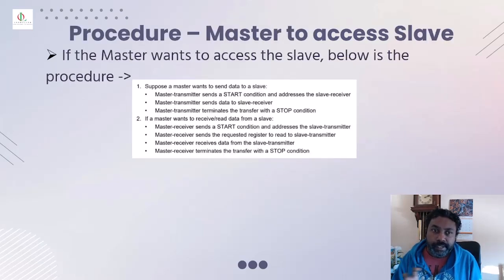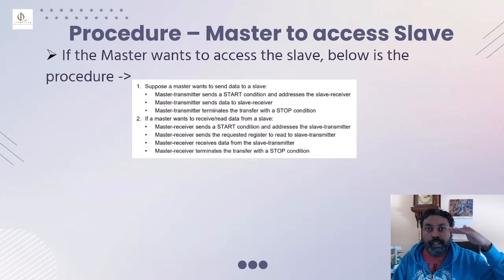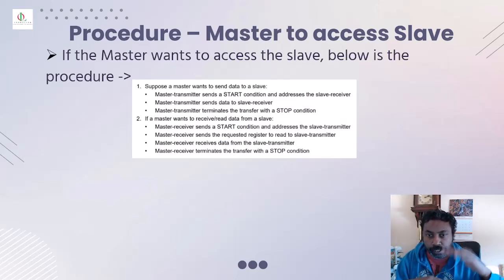Now there is a certain procedure you have to follow when you want to access your slave from the master using I2C. So this is how you do it. Suppose a master wants to send data to a slave. How do you do it? As you know, there are 4 different modes that you learned. We're going to use the master transmitter mode for that. The master transmitter always sends a start condition. You know the start condition. The SDA line and the SCL line will be transitioning from high state to low state. That's where the start condition occurs.